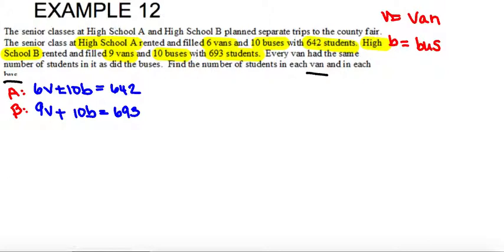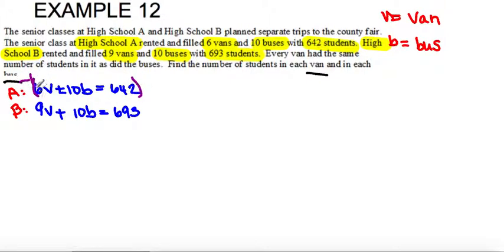Okay, so the easiest way to solve these two equations is to use the elimination or linear combination method. Since we have 10 as the coefficient that's the same, all we need is for one of the coefficients to be negative. So I'm going to multiply the top by a negative 1.